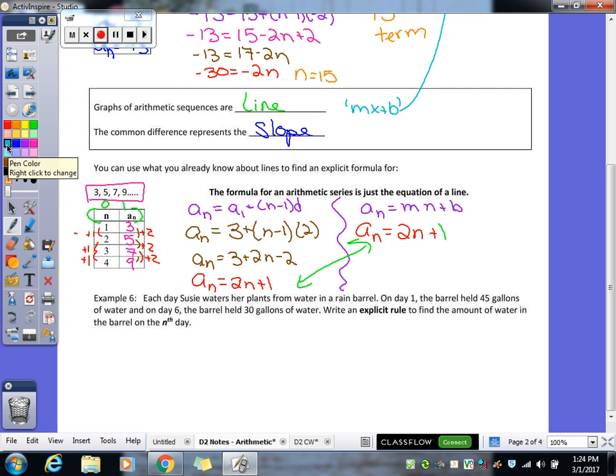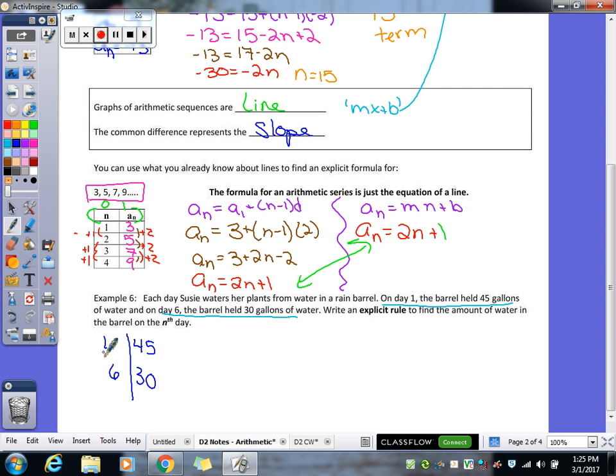So let's take a look at this little word problem here. Each day Susie waters her plants from the water in a rain barrel. On day 1, her barrel had 45 gallons of water. On day 6, it had 30 gallons of water. Write an explicit rule to find the amount of water in the barrel on the nth day. So here, we would have the 2 points, (1, 45), because on day 1 you had 45 gallons of water, and then (6, 30), because on day 6 you had 30 gallons.